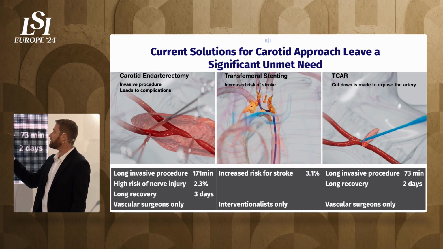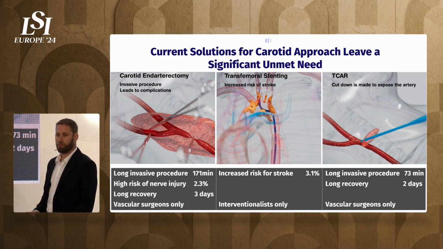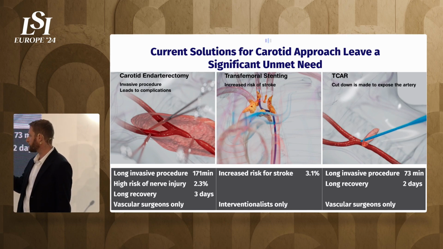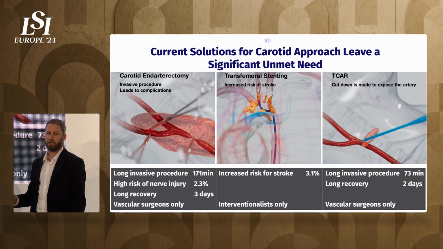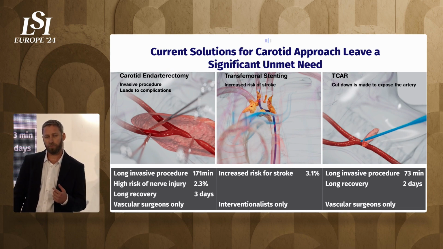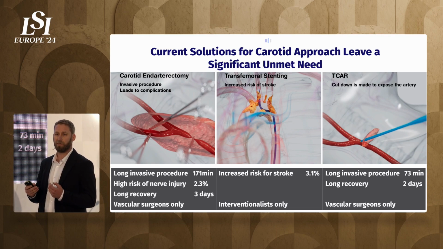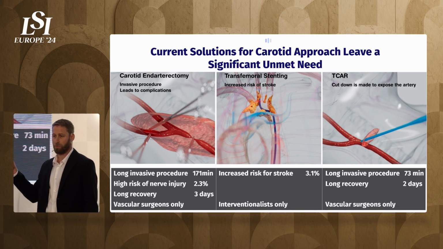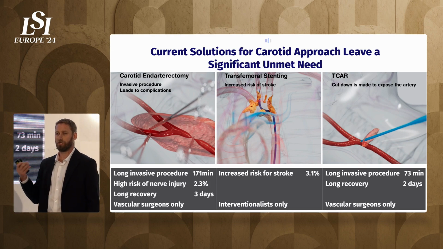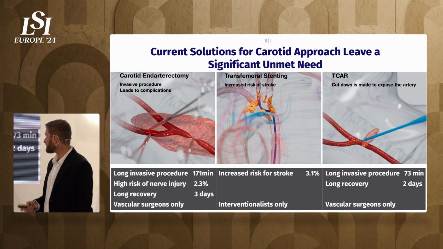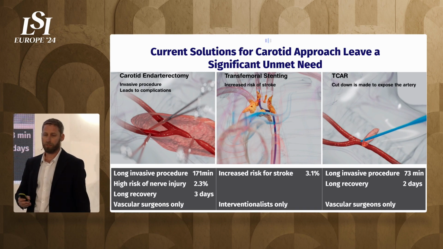We have the second alternative, transfemoral stenting. It's a minimally invasive procedure that's related to relatively higher stroke rates of about 3.1%. The higher stroke rates are driven by the fact that the stent has to travel all the way from the groin area up to the carotid. By doing so, particles from the aorta wall can be dislodged and drift into the brain, causing strokes. The physician also has to cross all those fatty deposits with a guide wire and the surgical tool, further increasing the risk.